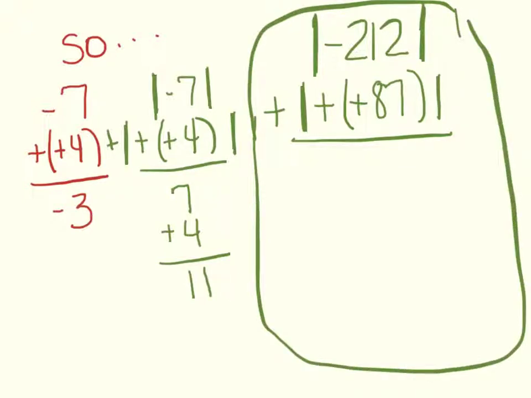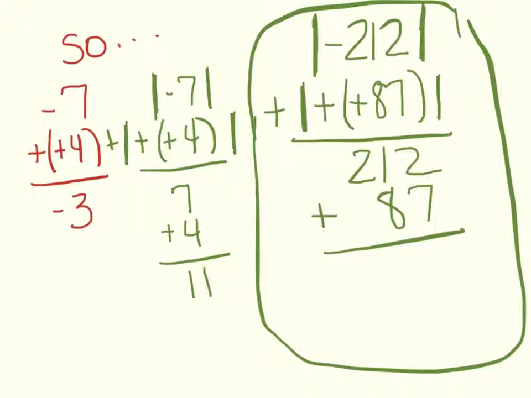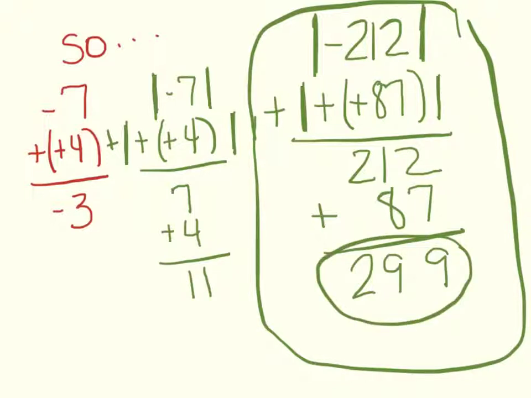So, let's do the math. We have -212 inside absolute value, so we know we're going to simply look at 212. We have all these symbols inside this absolute value. We ignore the signs. That leaves us just the number 87. And yes, we're going to add them. So that now tells us to get from -212 to +87 would take us 299 steps.